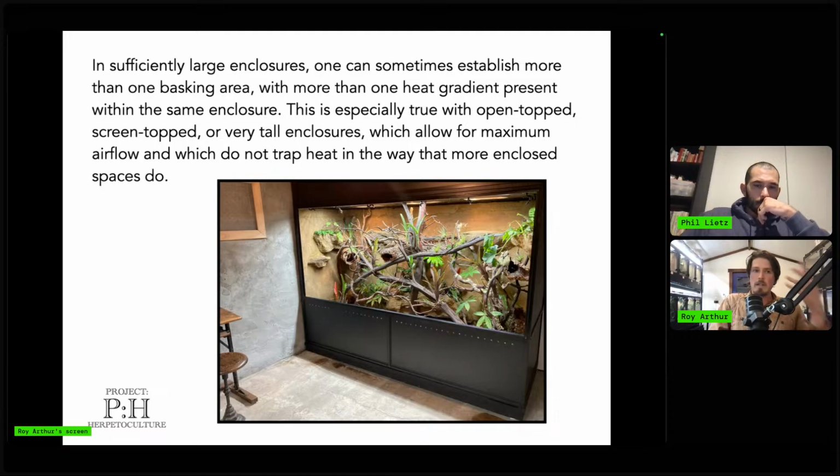And this also is how a lot of Phil's enclosures work as well, because he utilizes a lot of open topped large, essentially pens for his arid lizards. These aren't trapping heat at all in the way that an enclosed PVC enclosure would. There's a lot of opportunity for that heat to escape. And so he doesn't have to worry as much about, again, overheating the enclosure. Yeah, it ends up kind of being the opposite concern.